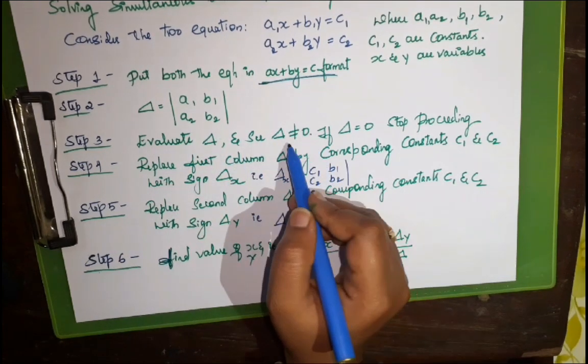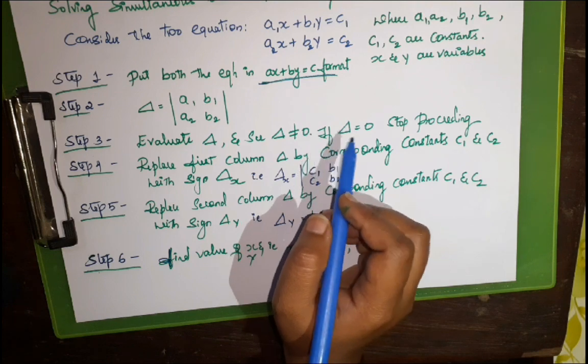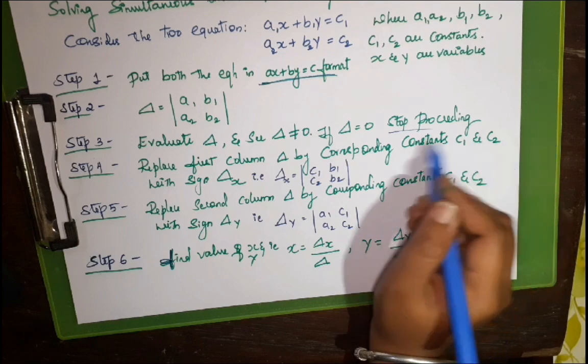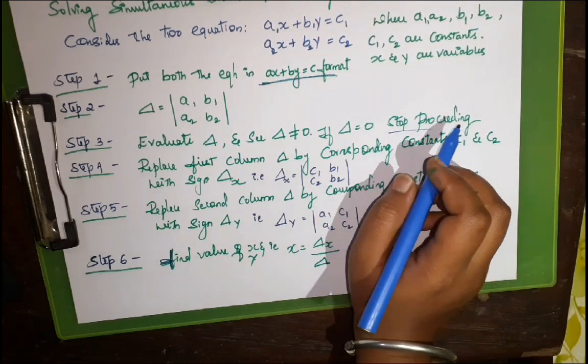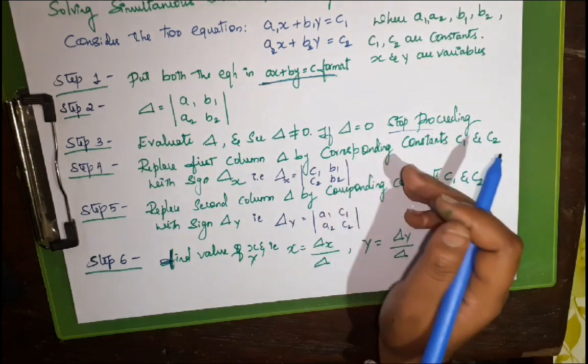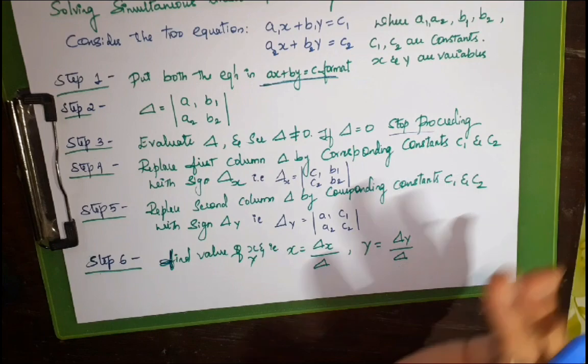If delta is not equal to 0, we have to proceed further. If delta is equal to 0, we have to stop the proceeding. This thing you have to keep in mind. If delta is not equal to 0, we do the remaining steps. If it is equal to 0, we stop at that point only.